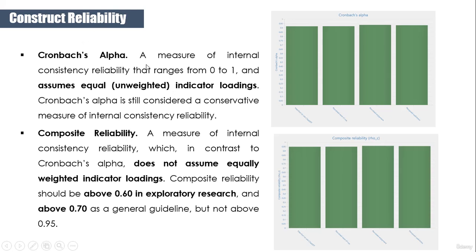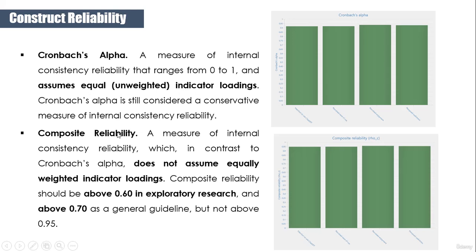Cronbach alpha is a measure of internal consistency reliability that ranges from 0 to 1, and it should be higher than 0.70 to be acceptable. It assumes equal indicator loadings. That means the indicators, the questionnaire items that we are asking to measure the particular construct, are assumed to have equal loadings. All the indicators measuring a particular construct have equal factor loadings.